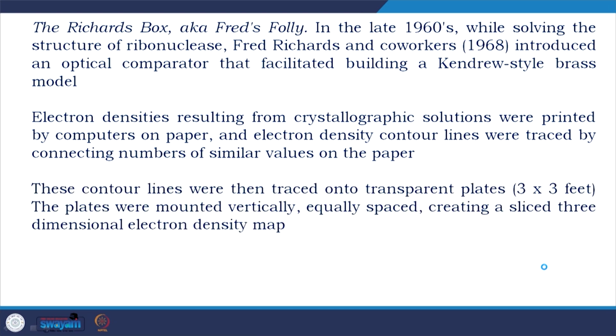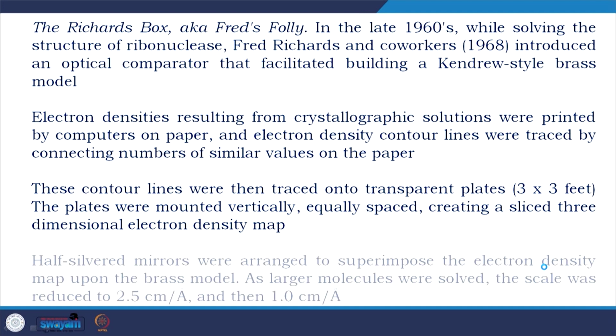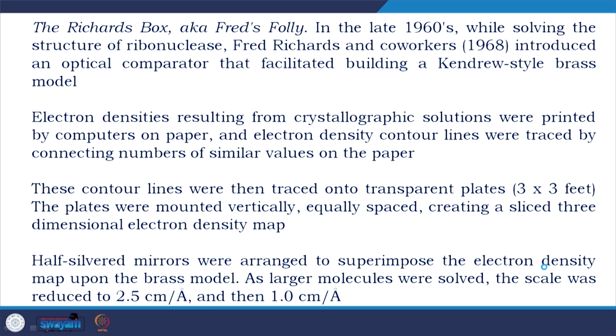These contour lines were then traced onto transparent plates, 3 by 3 feet. The plates were mounted vertically, equally spaced, creating a sliced 3-dimensional electron density map. Half silver mirrors were arranged to superimpose the electron density map upon the brass model. As larger molecules were solved, the scale was reduced to 2.5 centimeter per angstrom and then 1 centimeter per angstrom. So, there is a journey to make finer structures.